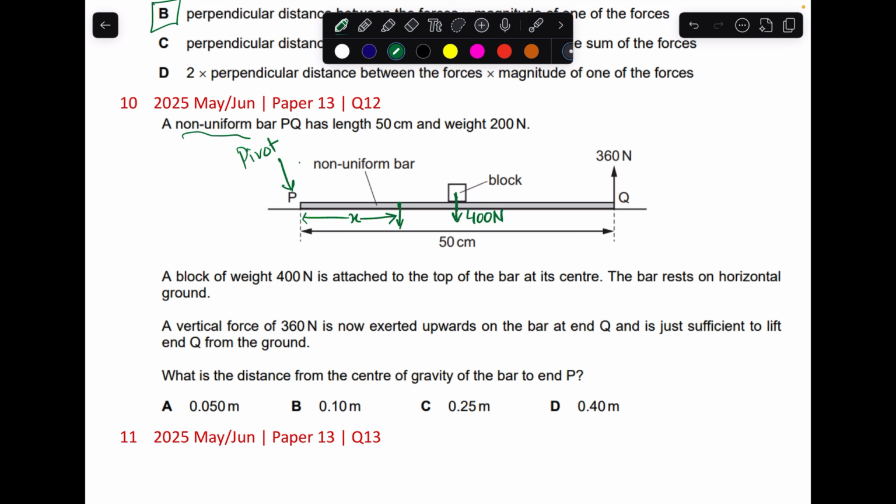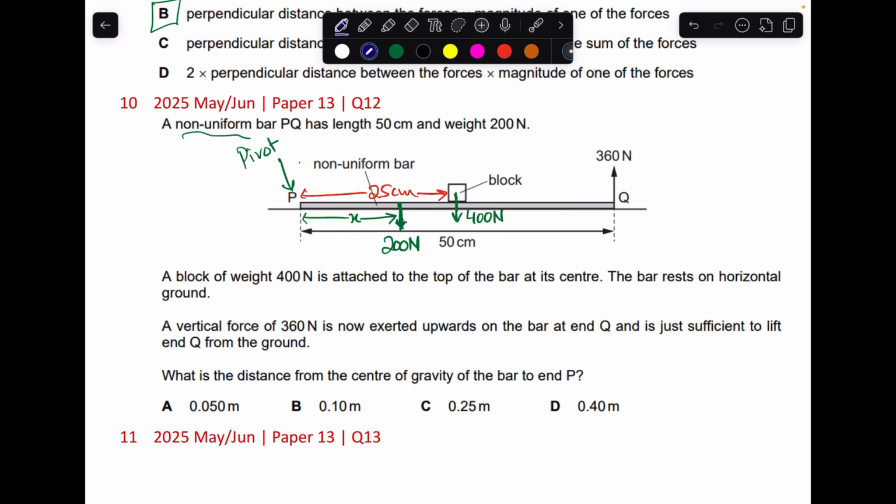So when we are considering the moments, this force will be the weight of 200 Newton that will be acting. And as for this 400 Newton, the block is placed at the center. So the total rod is 50 centimeter, that should be 25 centimeter, half of the length.